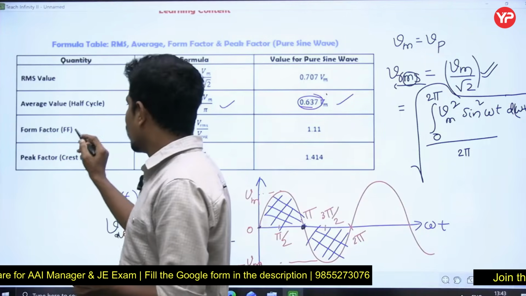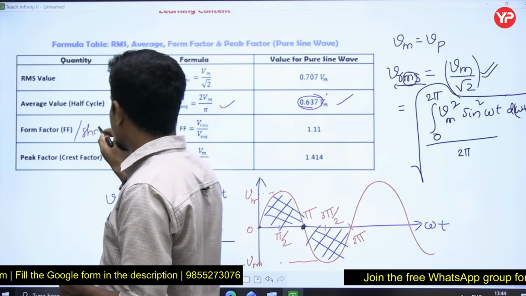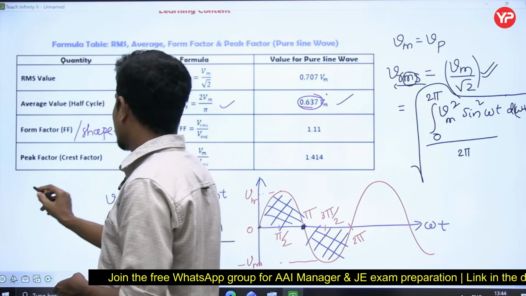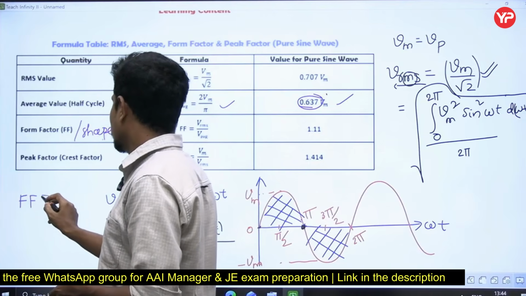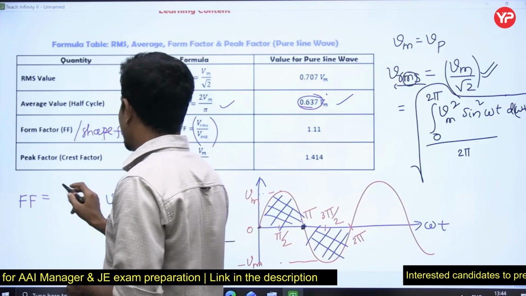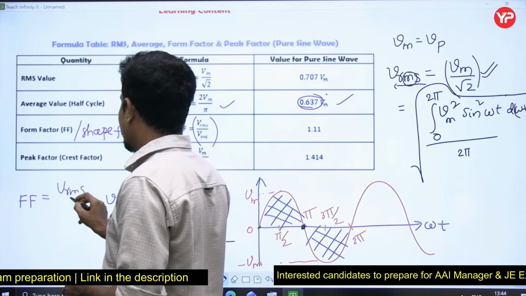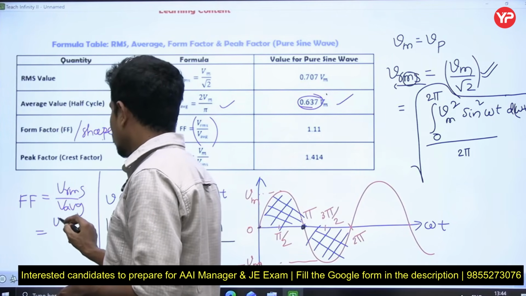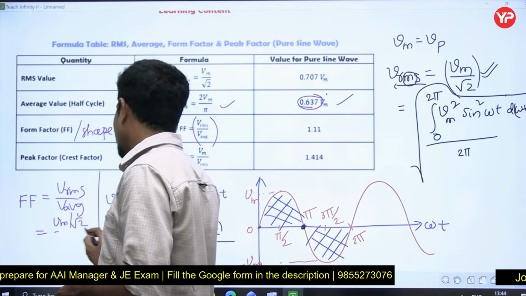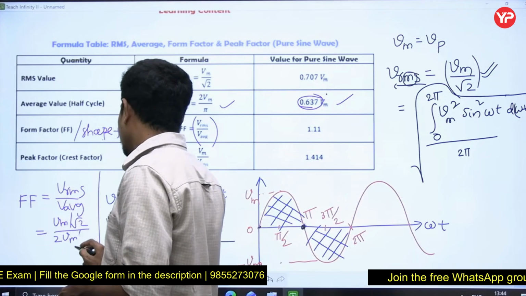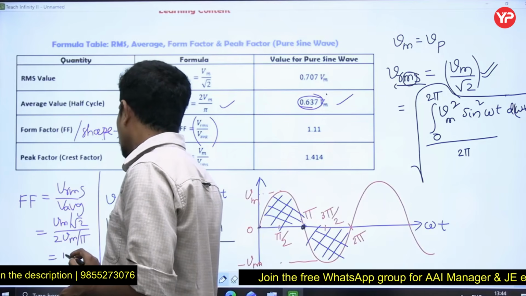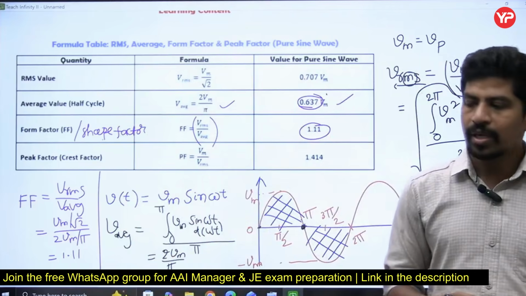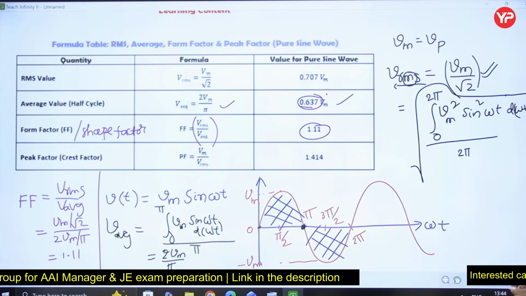Form factor. What is form factor? Form factor is also called shape factor. What form factor tells us is, form factor is equal to RMS value by average value. This is the formula for form factor: V RMS by V average. What is RMS? We got Vm by root 2. What is the average? We got 2 Vm by pi. If you do this, you get 1.11, right? V RMS by V average.